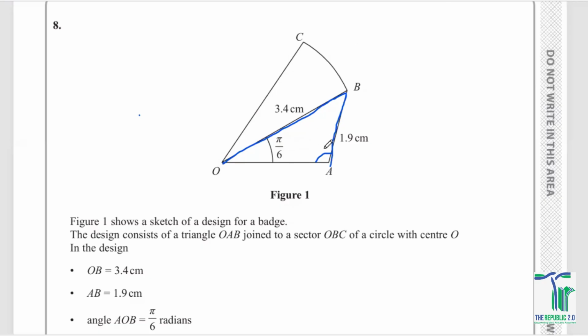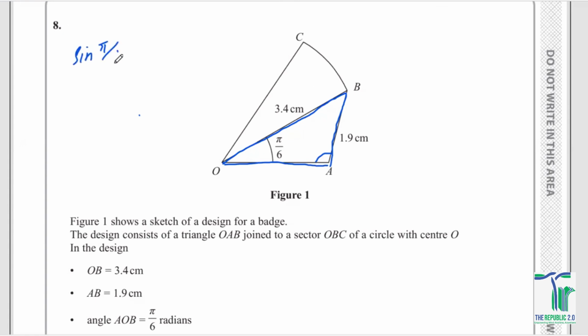So we need to find this angle, and the opposite side of this angle is given. We only need this angle for now. So you've got this triangle, and you can simply apply the sine rule to get this angle, right? Sine pi by 6 divided by the opposite side, which is 1.9, equals sine of angle OAB divided by the opposite side, which is 3.4.